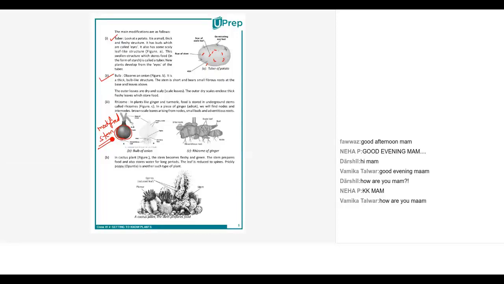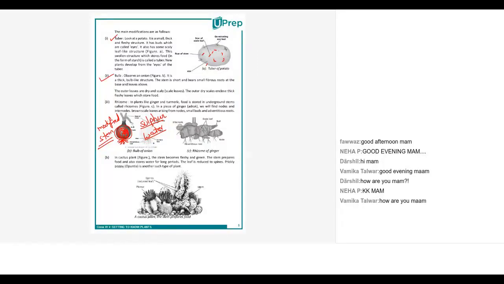Only the inner layers are something of an onion that we normally use, which is very watery, very fleshy. The scales, why are they watery and fleshy? Because it stores a lot of water and a lot of minerals. Onion is very rich in sulfur and various other minerals. Of course, water is abundantly found in onion. And the root you will find is very minimal. It's got fibrous root which is very minimal.